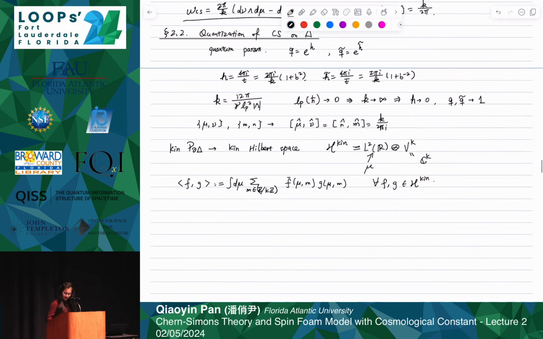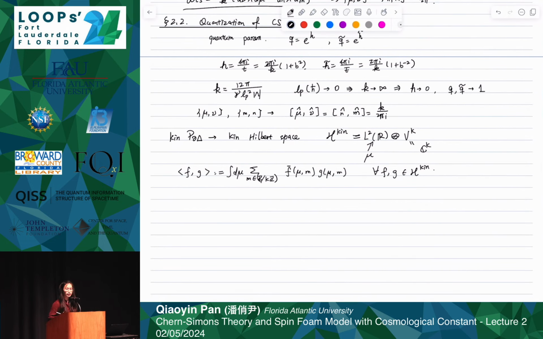And also, we quantize the operators to the multiplication operator and derivative operator that we are very familiar with. So this mu hat acts on a function in the Hilbert space as a multiplication operator. Then the nu hat, which is the conjugate momentum of the mu, is just quantized to the derivative operator. So it equals minus k over 2 pi i partial mu of this function in this Hilbert space.